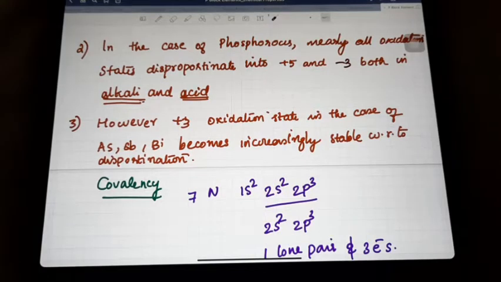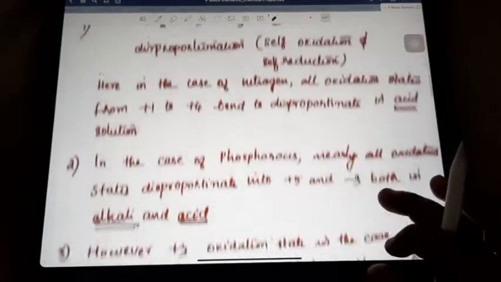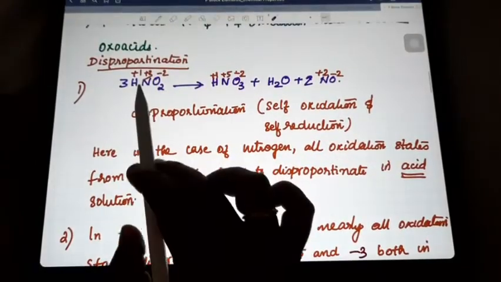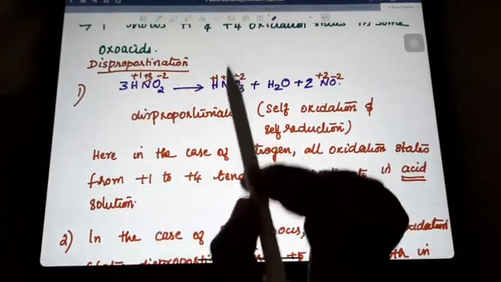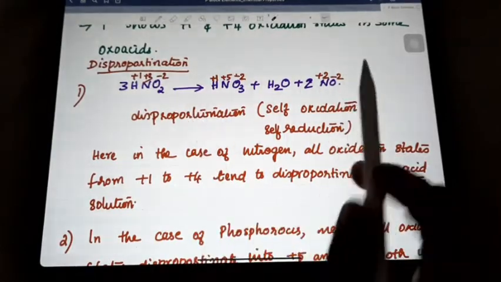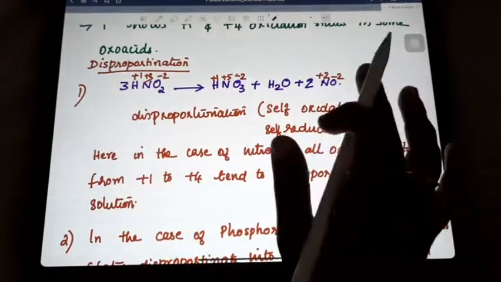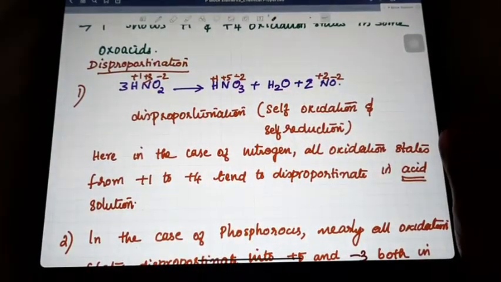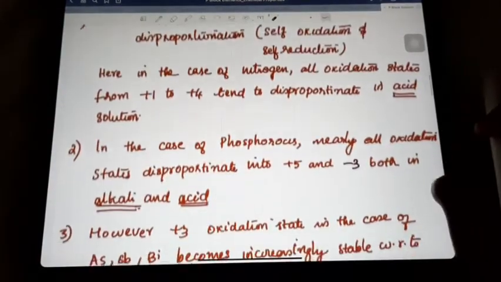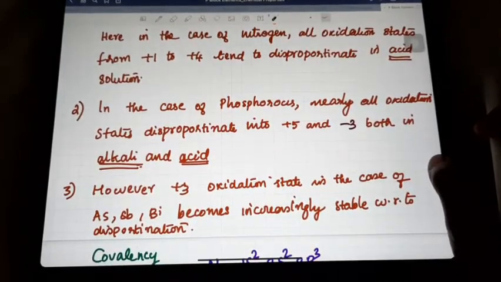In the case of phosphorus, nearly all oxidation states disproportionate into -3 and +5 in both alkali and acid. Here, we spoke about the one rule, +1 and +4: only oxidation states in between undergo that disproportionation in acid solution. But in the case of phosphorus, nearly all oxidation states undergo disproportionation, in both acid and alkali medium, and they change into the +5 and -3 oxidation states.